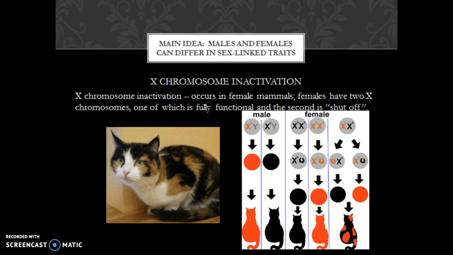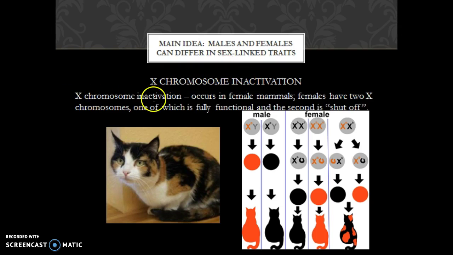Last thing we need to talk about, once again, still same main idea, males and females can differ in sex-linked traits. You may have seen these type of cats before. They're called calico cats. And we're going to be talking about how these patterns arise within the fur color. Brown or orange, black. Like, how come it's not a solid color? Well, this is due to a thing called X chromosome inactivation. And if you know what the word inactivate means, it's pretty straightforward. An X chromosome is inactivated.